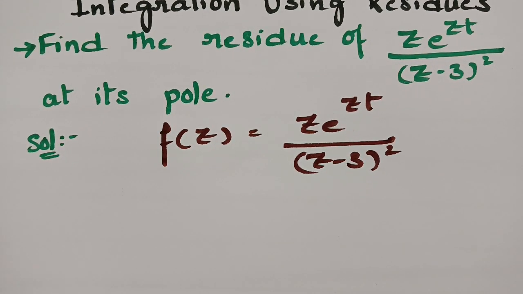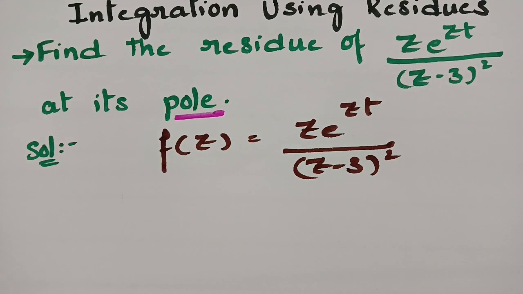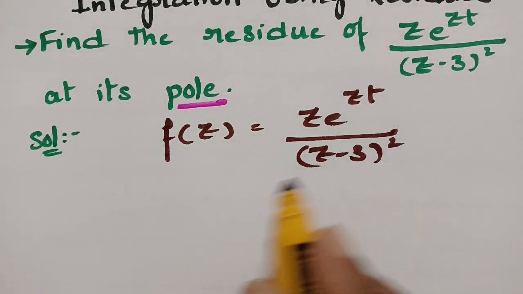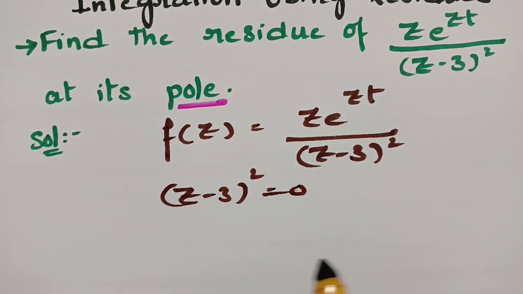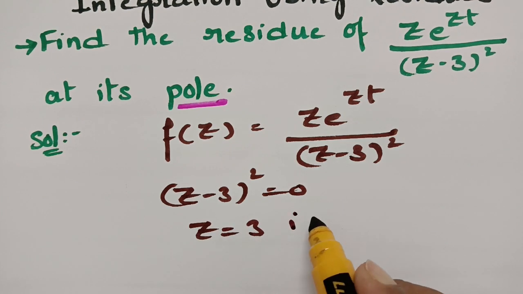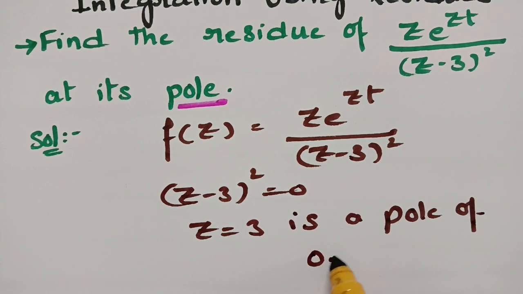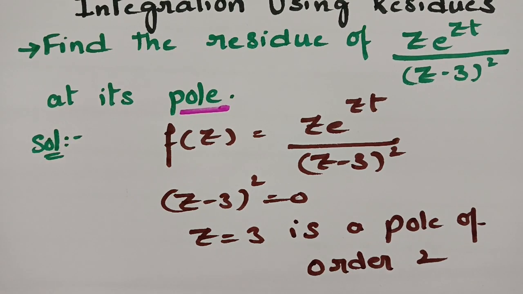Now we have to find the poles of the function. For finding the poles, we equate the denominator to 0. What is the denominator here? That is (z-3)^2 = 0. So z = 3 twice, which means z = 3 is a pole of order 2. So we got our pole value as z = 3.